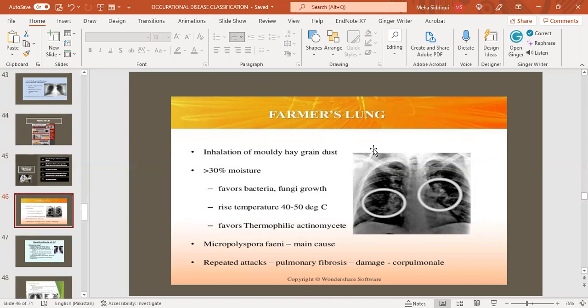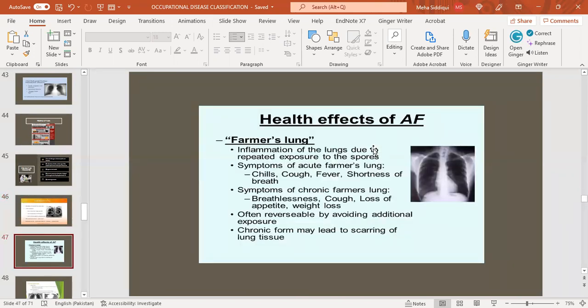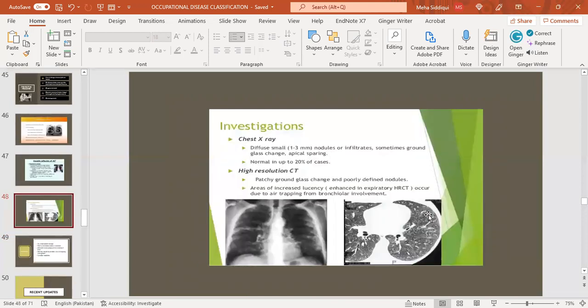And in farmer's lung, repeated attacks lead to pulmonary fibrosis and damage, ultimately leading to cor pulmonale. Health effects of farmer's lung are inflammation of the lungs due to repeated exposure to the spores. Symptoms are chills, cough, fever, shortness of breath, and symptoms of chronic farmer's lung are breathlessness, cough, loss of appetite, weight loss. It is often reversible by avoiding additional exposure. Chronic form may lead to scarring of lung tissue.